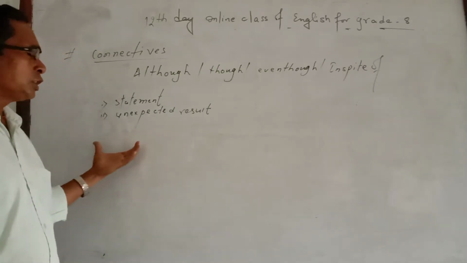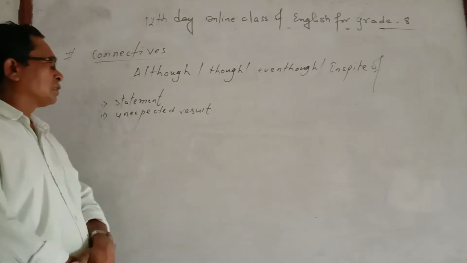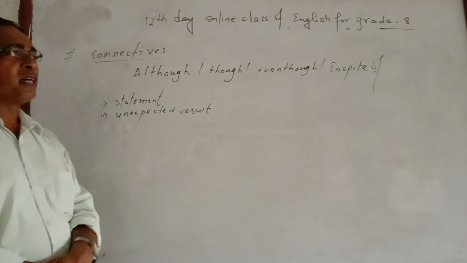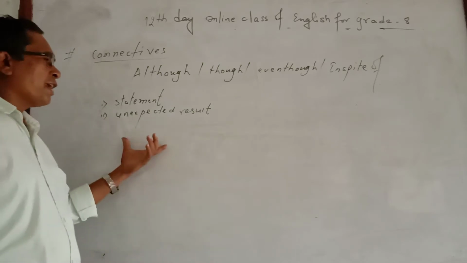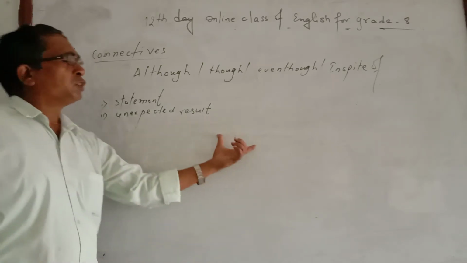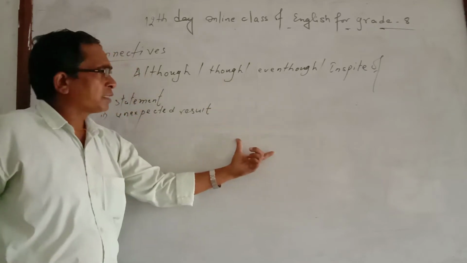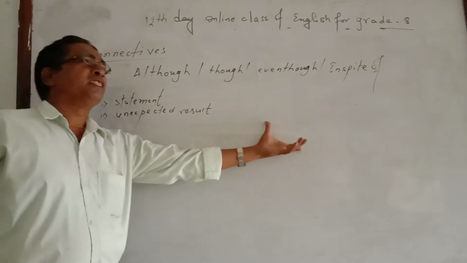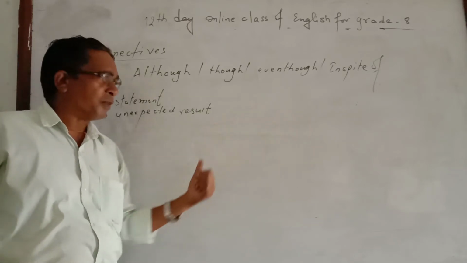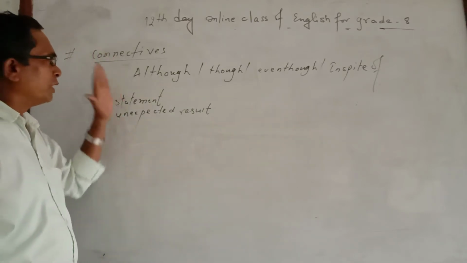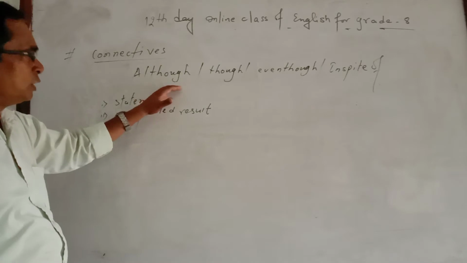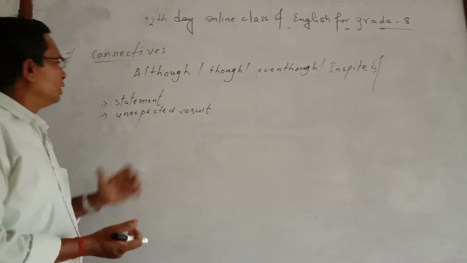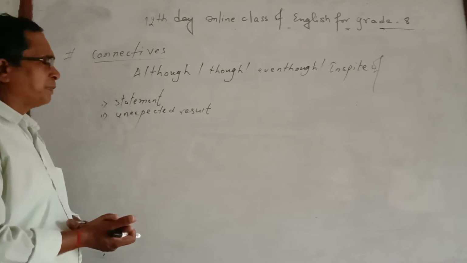I mean, just to see here, Ram is talent. Ram is talent, he never gets good marks in exam. That means if he is talent, generally he should get good marks, he should get a good result, but though he is talent, he is not getting good marks. He is getting very poor marks. It means that when you want to use although, though, even though, in spite of, you will get a two-sentence statement and unexpected result.